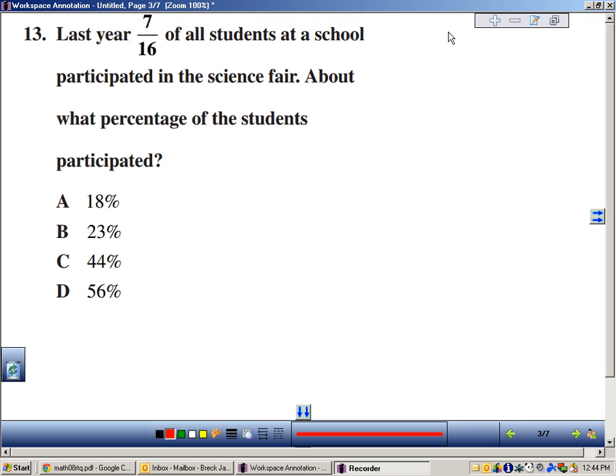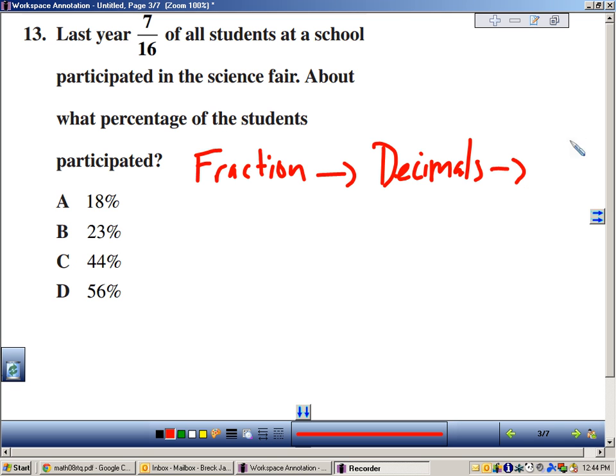Last year, 7/16 of all students at a school participated in the science fair. What percent of the students participated? So the idea here is to go from fraction. We're going to convert the fraction to a decimal. And then once we convert the fraction to a decimal, we change the decimal to a percent. Okay? So the fraction, 7 over 16. Changing that to a decimal, 16 divides into 7, and I will just work that out over here.